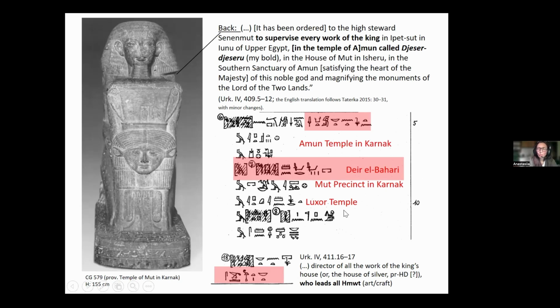in Mut, in Karnak, and also in Deir el Bahari. While this information is rather general about being the main manager of the project, later on in the same text, however, he says that he was the one who leads all Hamut, and this latter word, Hamut, is very close to our concept of art.